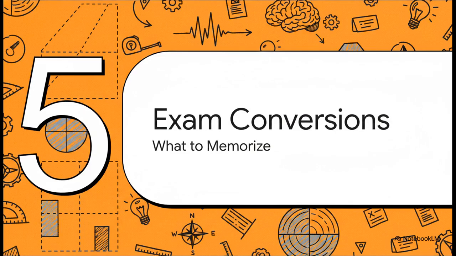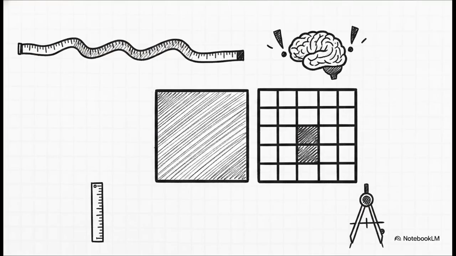Almost done. Section 5. Exam conversions. What to memorize. Passing your exam requires more than just understanding the theories. You really have to memorize the math. You absolutely must memorize several extremely important land measurement conversions. Off the top of your head, you need to know the number of feet in a mile, the square feet in an acre, and exactly like we discussed earlier, the number of acres in a section. These specific mathematical relationships are literally foundational to real estate, and they'll frequently pop up on your exam questions, so definitely commit these to memory.